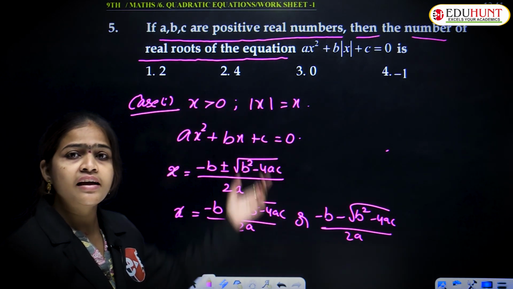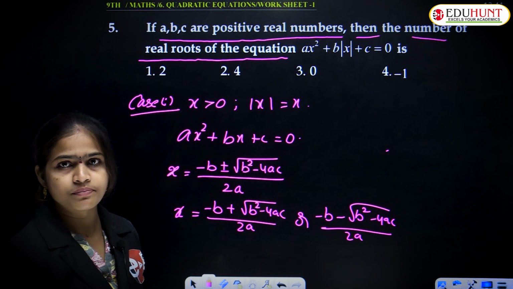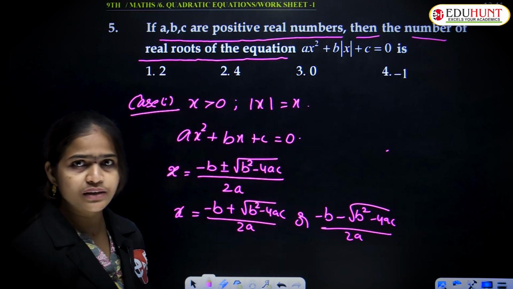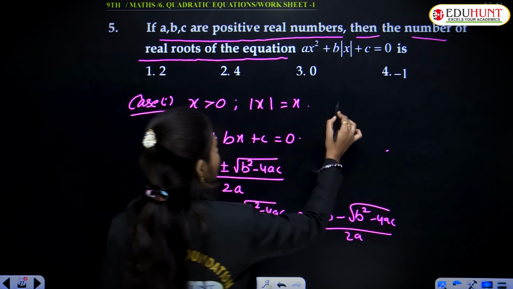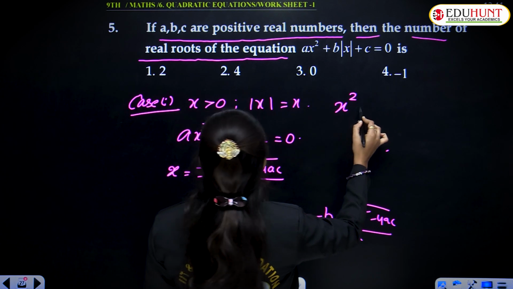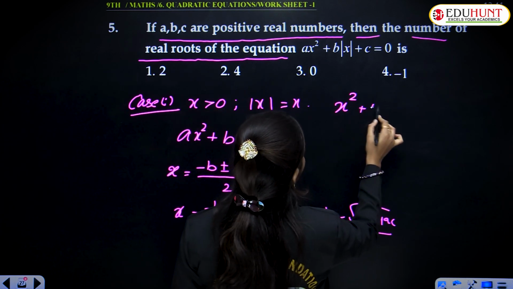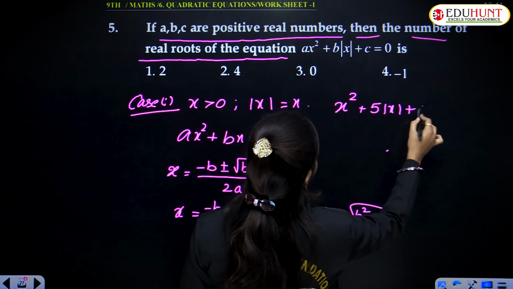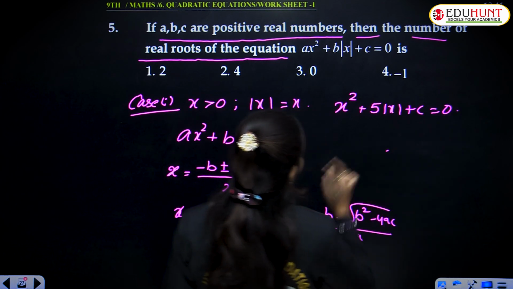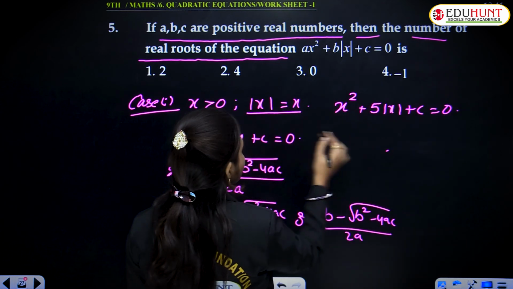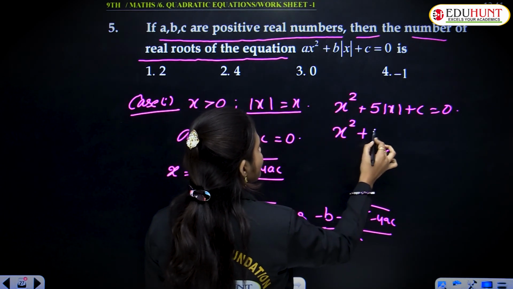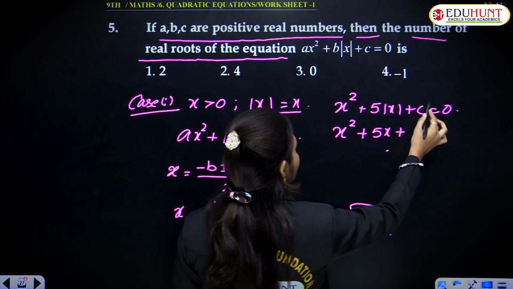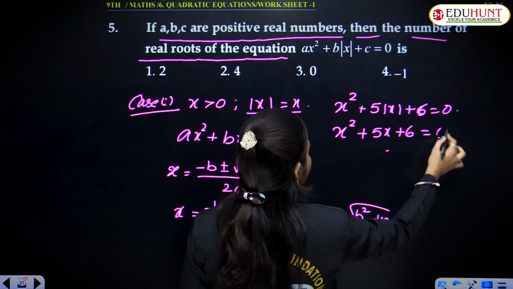How can we say that? That depends on the given equation. Here you will get negative roots. I will tell you one example. See, x square plus 5 modulus of x plus 6 is equal to 0. So here modulus of x is equal to x only, no? So x square plus 5x plus 6 is equal to 0.